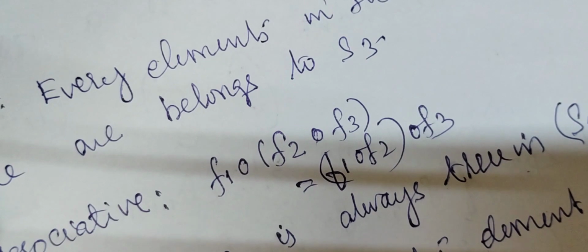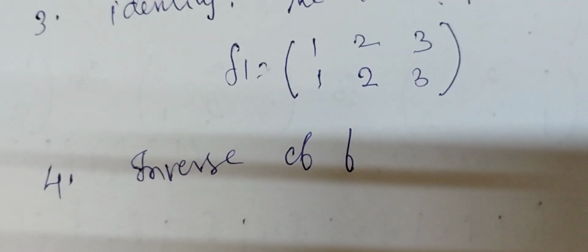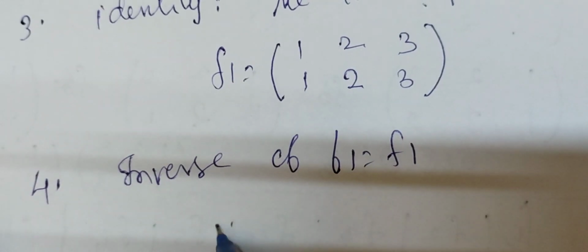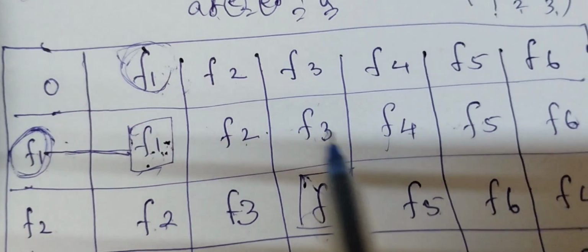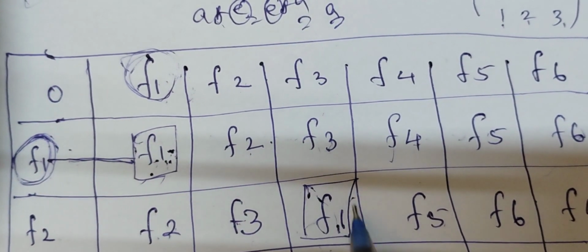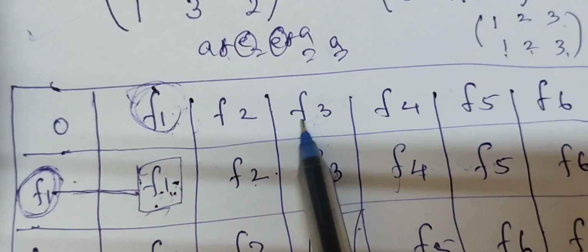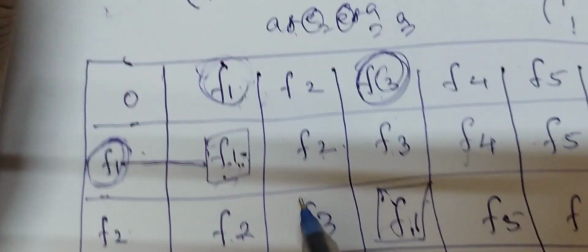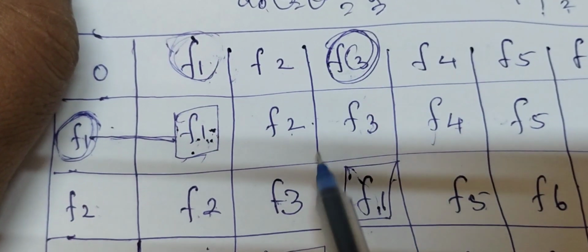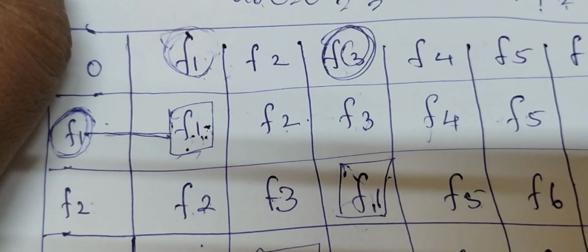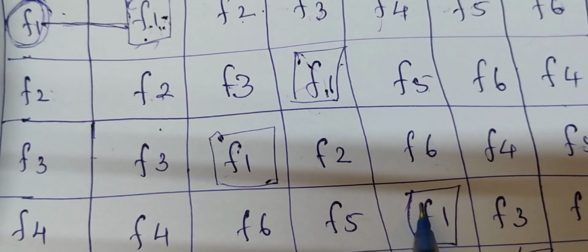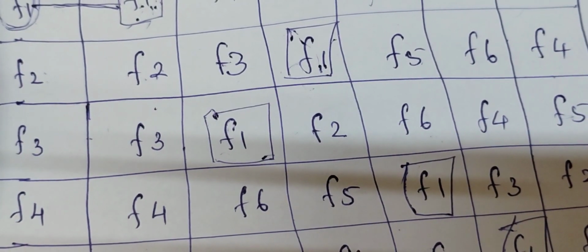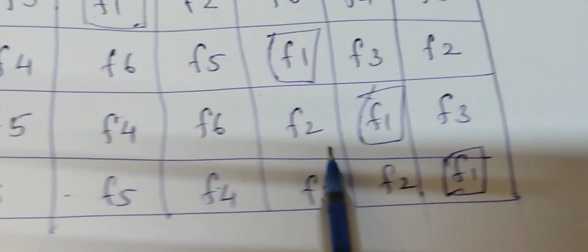So inverse of F1 equal to F1. Now inverse of F2 is equal to what? This is the F3 column, where the identity element F1 is. So its corresponding value is equal to F3. Therefore, inverse of F2 is equal to F3. Then inverse of F3 is equal to F2. And inverse of F4 is equal to F4, inverse of F5 is equal to F5, and inverse of F6 is equal to F6.